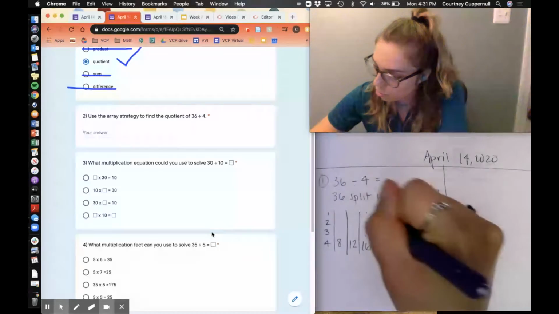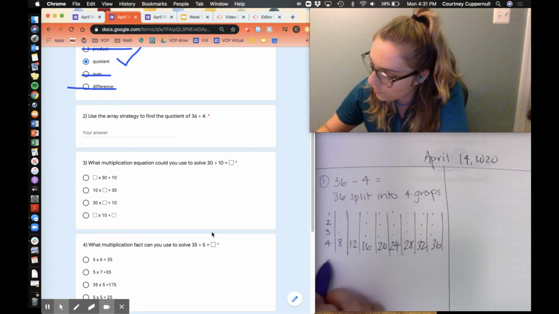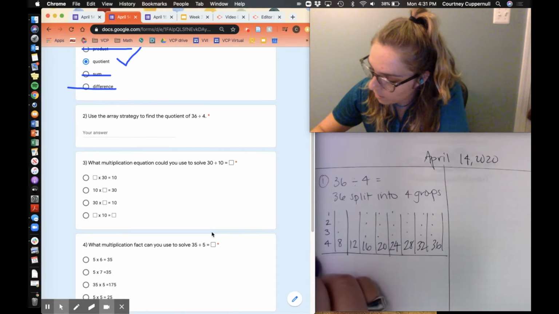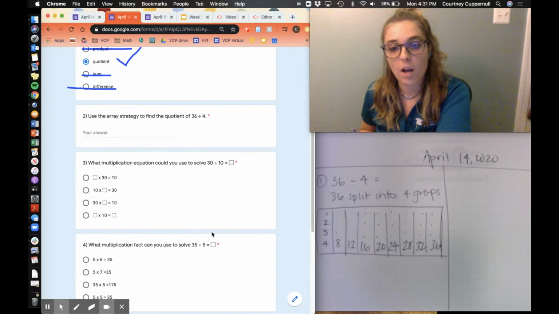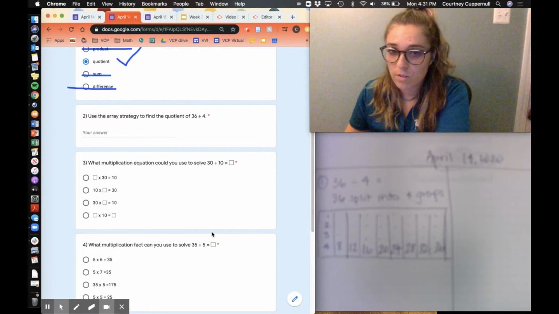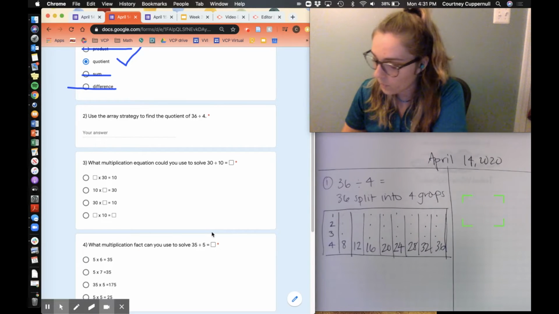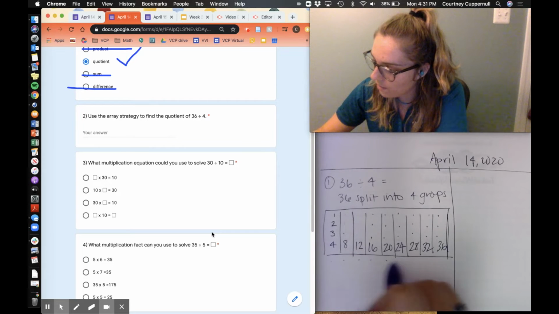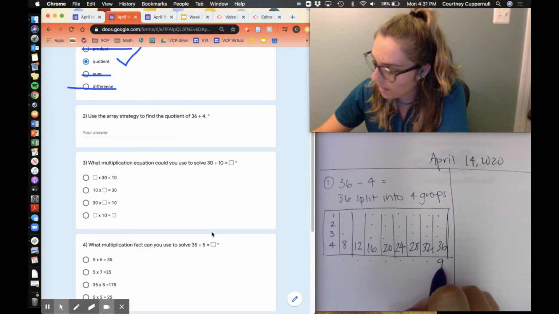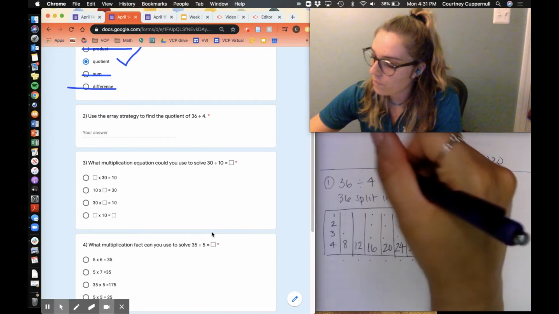I'm going to draw in my columns to separate these out since this is basically just a big array. Draw my rectangle around it. And then we count how many columns we have. This is the strategy we can use when we don't have graph paper because we can use whatever we're working with at home. So let's see how many columns we have. 1, 2, 3, 4, 5, 6, 7, 8, 9. So according to our array strategy, 36 divided by 4 should equal 9.